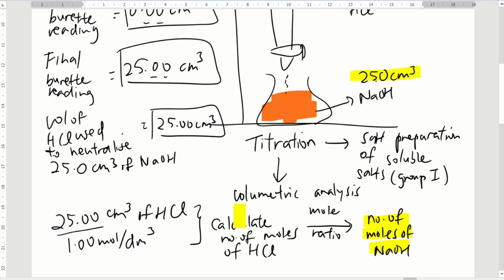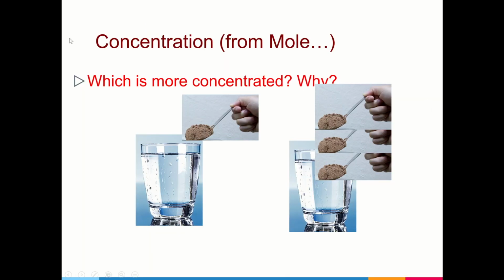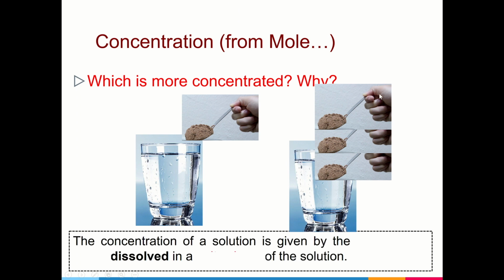So this is what we call volumetric analysis. Using a burette to measure the volume of my solution that I know the concentration of, then I use stoichiometry, the mole ratio, to calculate for the unknown. For this lesson, we're going to use titration to find out the concentration of an unknown. Of course we will keep looking at concentration and need to recall what exactly concentration is.